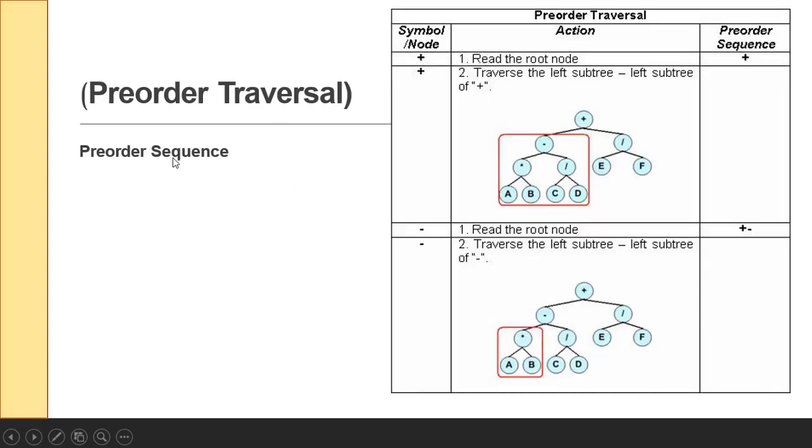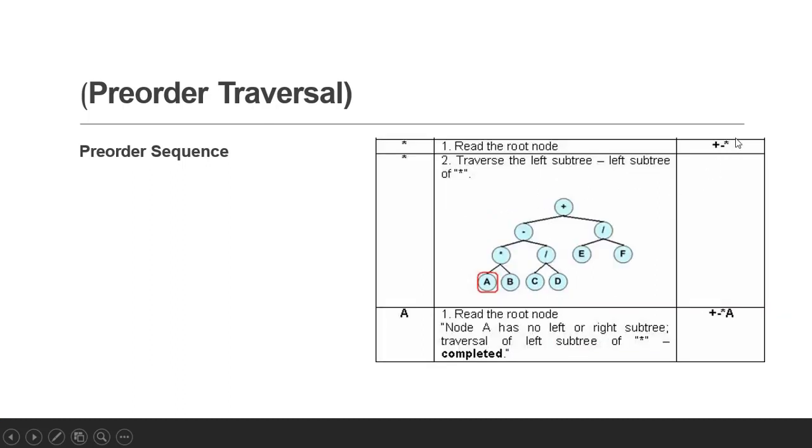In the pre-order traversal, we have the pre-order sequence. As you can see, we still have the same tree, but this time we will be using pre-order. So we have to visit the root first, then the left and the right subtree. So visit the root, we have plus, visit the root of minus, we have minus, then visit the root of asterisk, we have the asterisk.